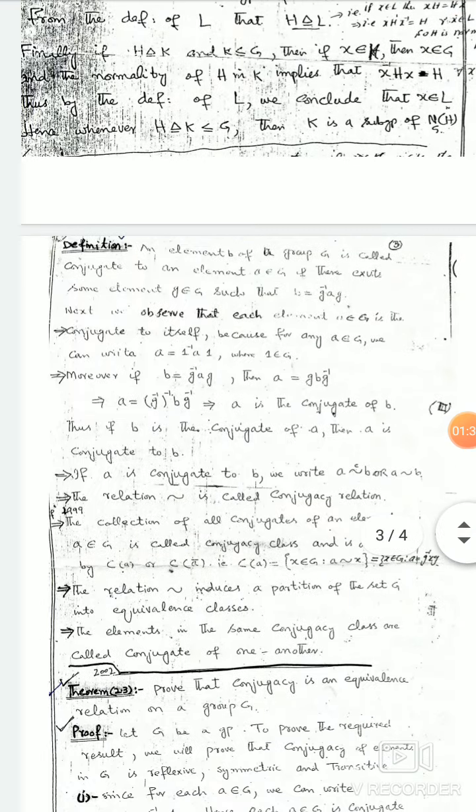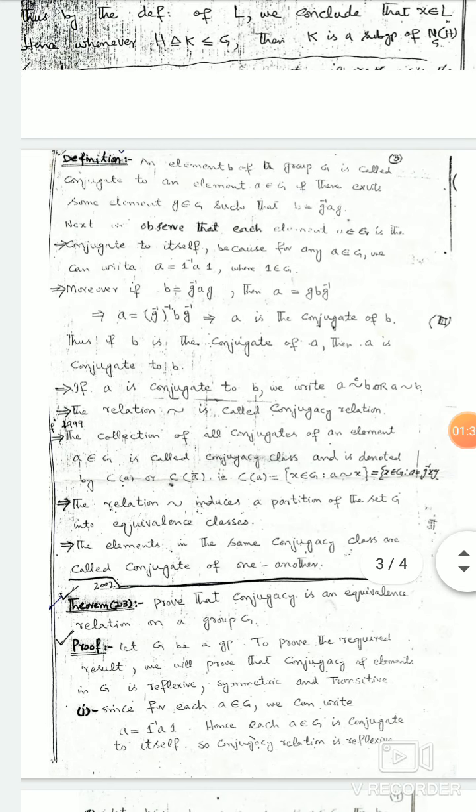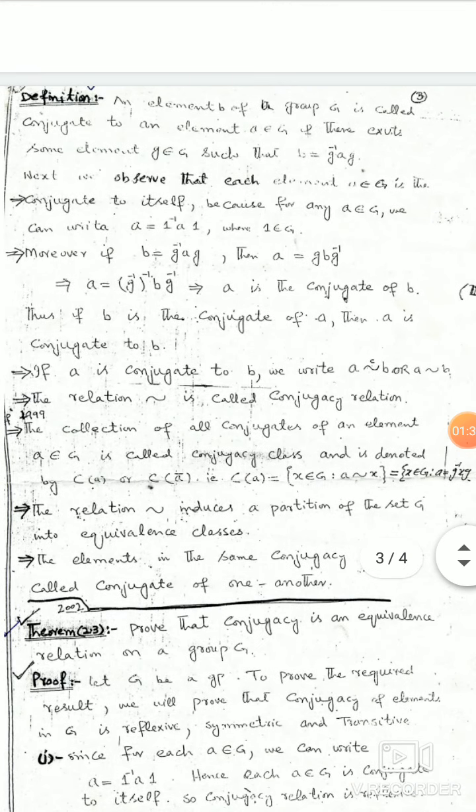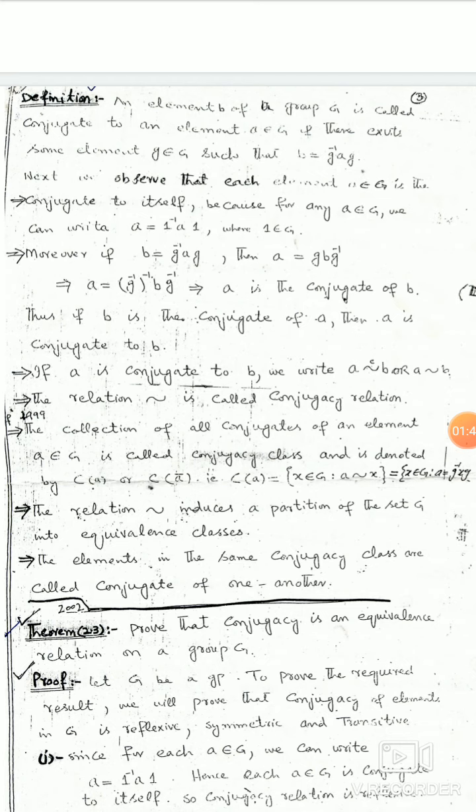So we have another definition. An element b of a group G is called a conjugate to an element a belonging to G if there exists some element g belonging to G such that b is equal to g inverse a g. Next, we observe that each element a belonging to G is a conjugate to itself, because for any a belonging to G we can write a is equal to 1 inverse a 1, where 1 belongs to G.